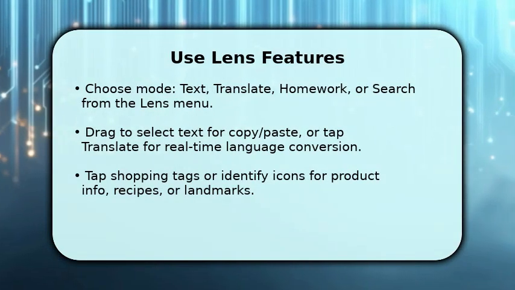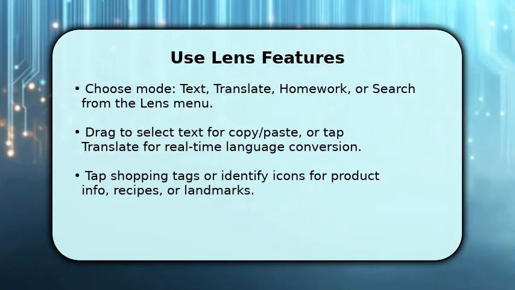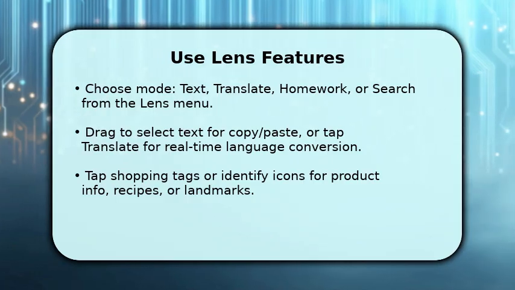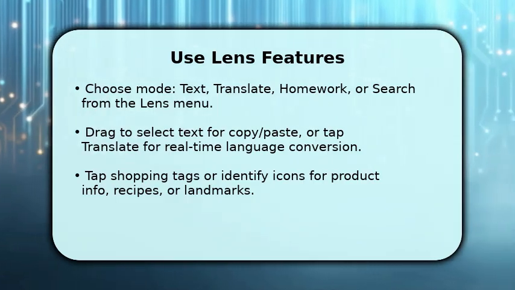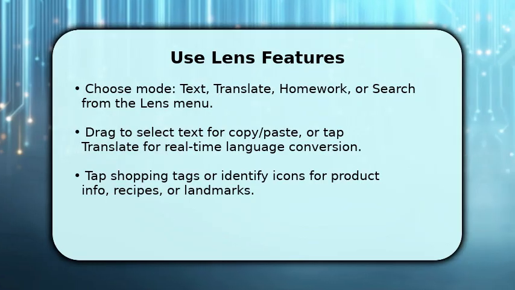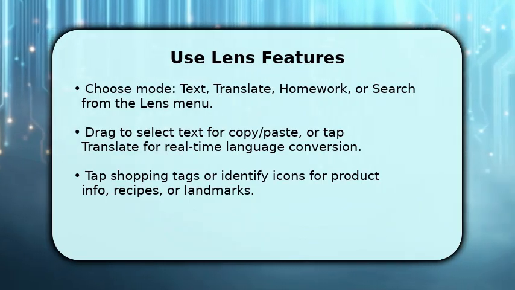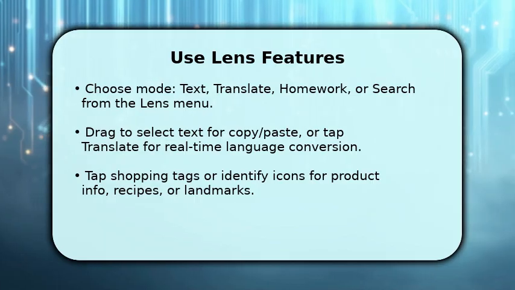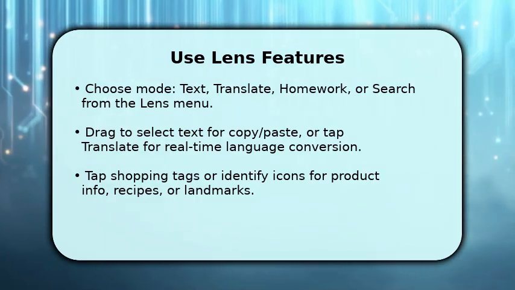Now you'll move into feature use. Select text to copy printed words, or translate to convert languages on the fly. Once selected, drag to highlight the exact area and tap Copy, Search, or Listen for spoken output. This is how you extract actionable content quickly.